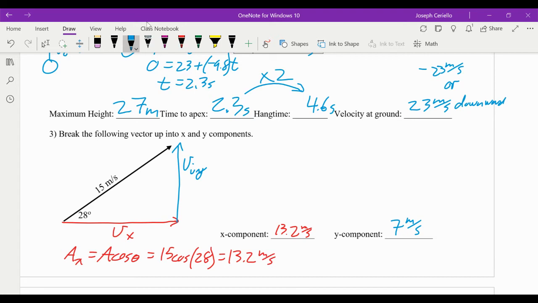In the Y direction, again, this is the initial velocity in the Y direction because it does change. We know AY equals A sine theta. So that's equal to 15 times the sine of 28 degrees. Make sure you're in degrees mode. That's about 7 meters per second.